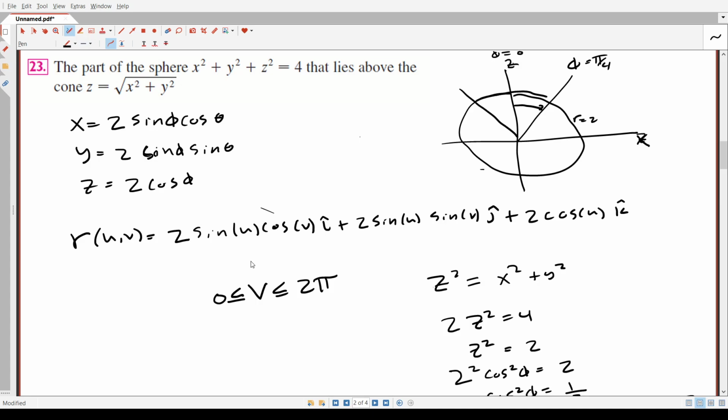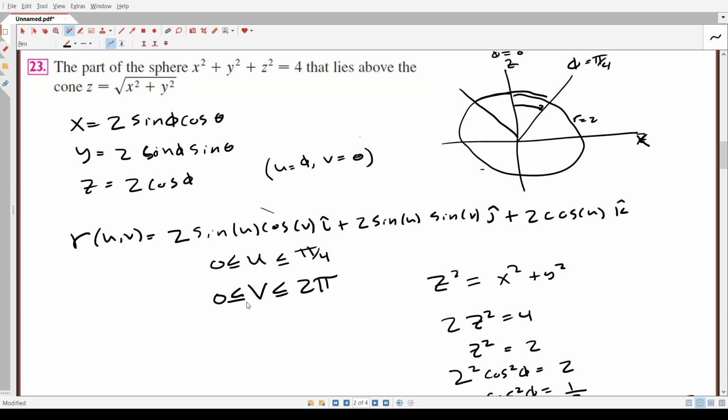So here we're going to have u, which was our phi. I should write that. u equals phi, v equals theta. And that's just so I can have the same notation as in the previous question. Don't have to do it that way, but it makes things a lot easier. Okay, so this is 0, this is less than or equal to pi over 4.